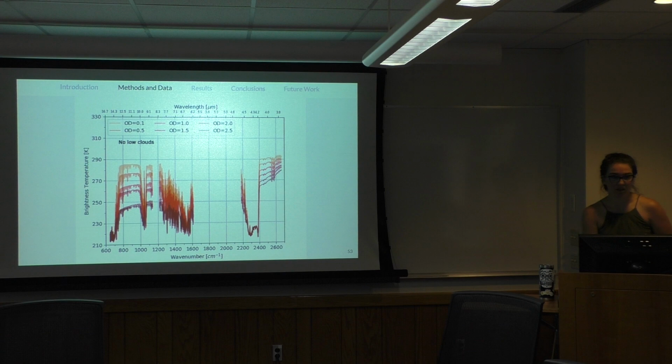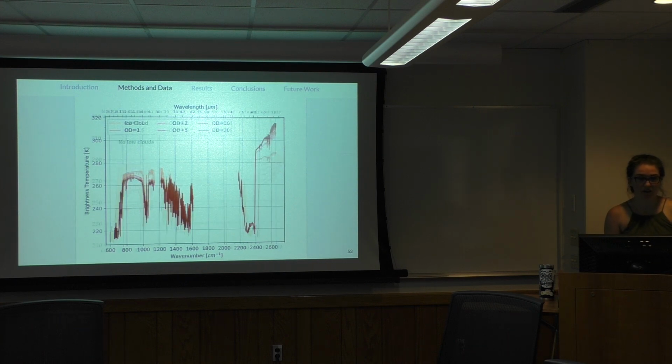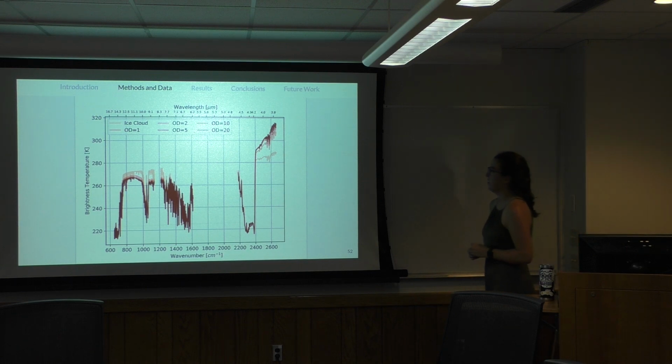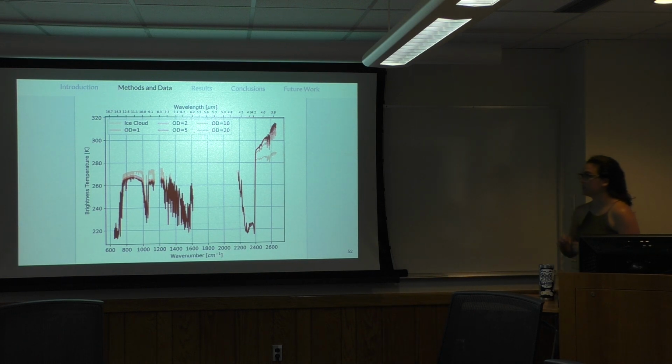Why does the increasing optical depth increase the brightness temperature for the short wavelengths? I'm assuming that is just because as the low cloud increases in optical depth, there's more reflection from those lower clouds up towards our sensor. So that would be why I would assume that we would get those higher brightness temperatures at those short wavelengths.